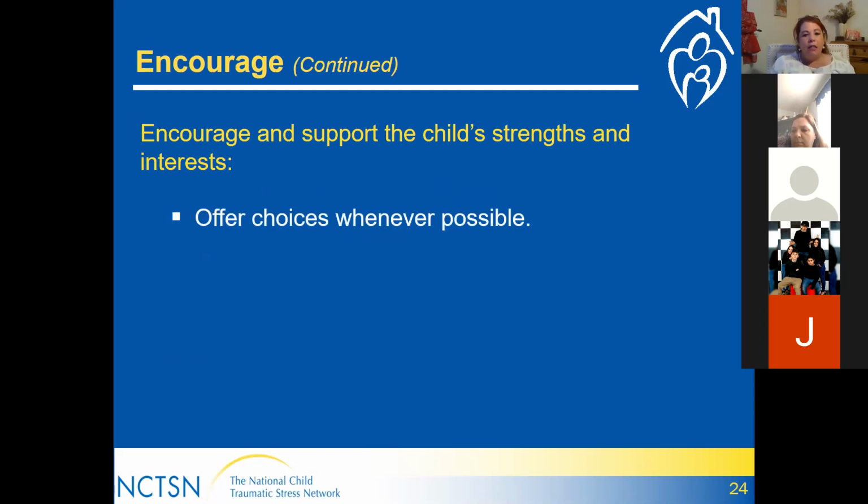Encourage and support the child's strengths and interests. Offer choices whenever possible. We've talked about that, how important it is that we give them choices. Do you want to take your bath before homework or after homework? Do you want to wear the yellow shirt or the red shirt? Do you want to go to this park or this park? Give them control and choices whenever possible.